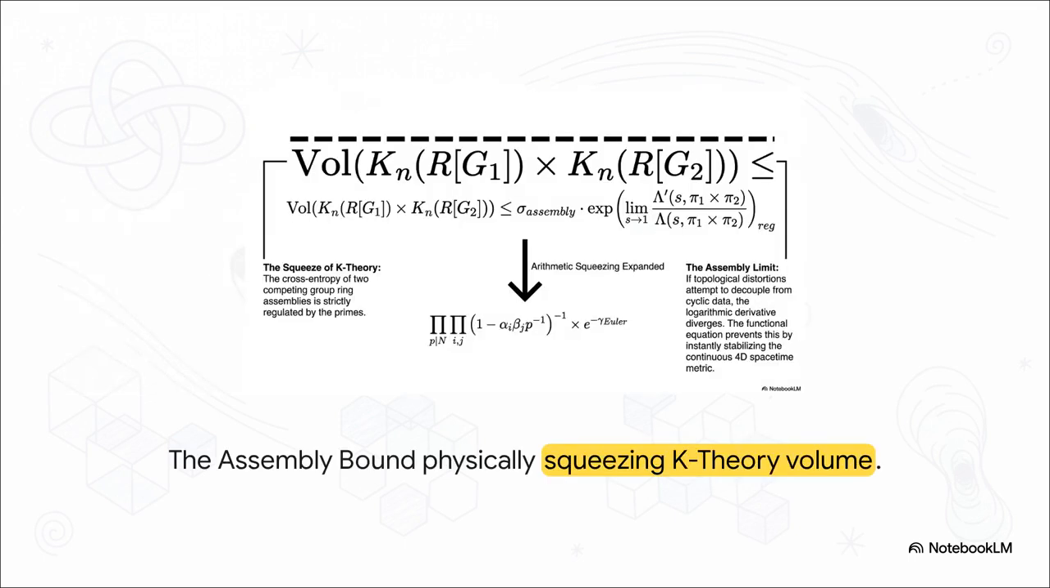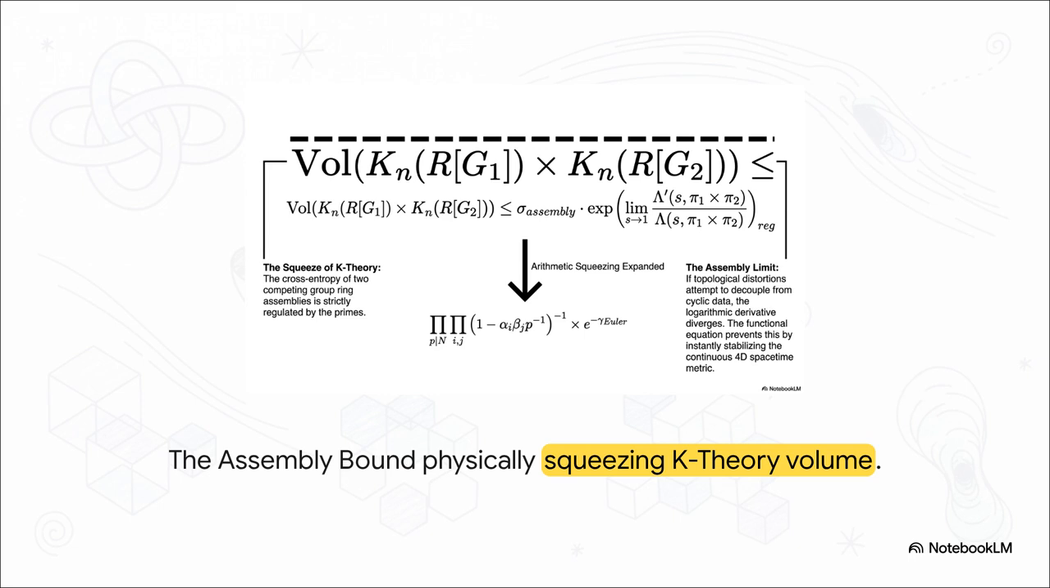Now, zooming back out to the global level, this equation limits the mutual geometric volume of those two intersecting group rings. Check out that logarithmic derivative on the right side as s approaches 1. If those topological distortions try to decouple from their cyclic baseline, that derivative would just diverge straight to infinity.